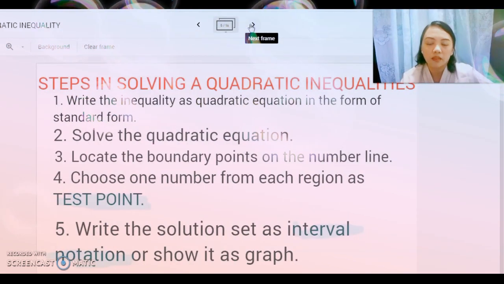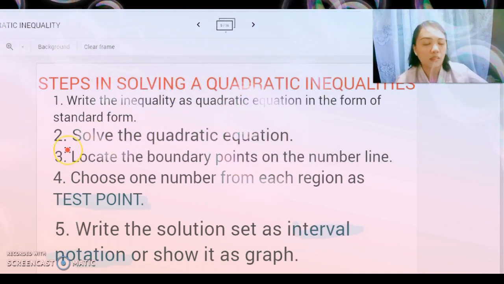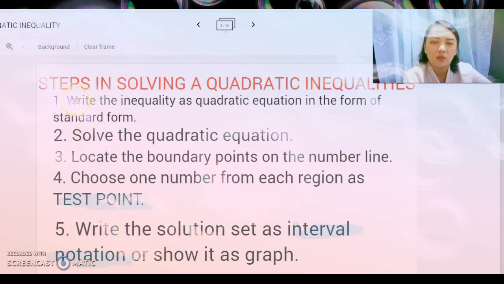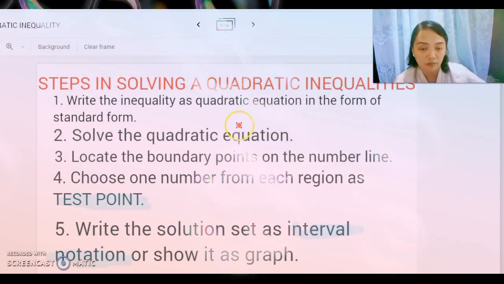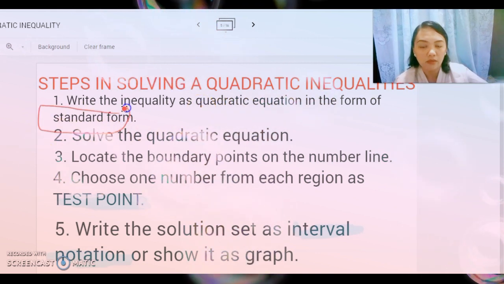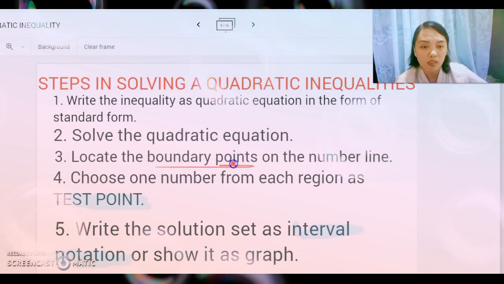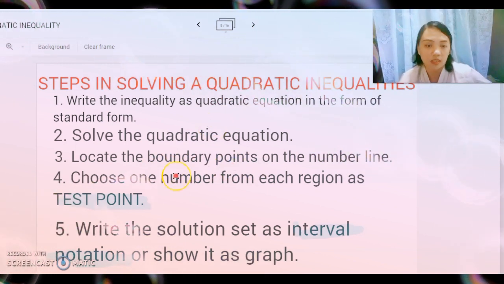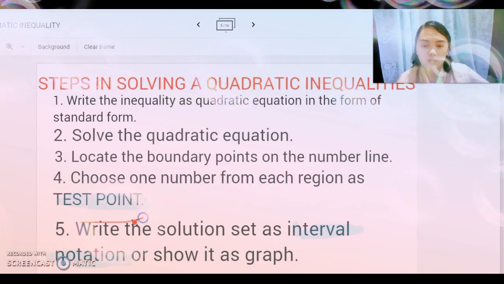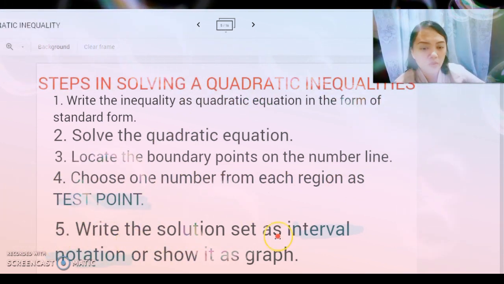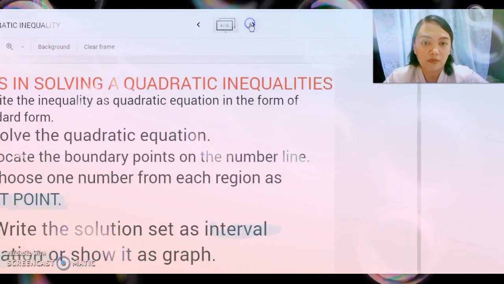Okay? So, let's now proceed with solving the quadratic inequalities. So, here are the steps. So, una, write the inequality as a quadratic equation in standard form. Kailangan ang standard form. Next, solve the quadratic equation. Next is, locate the boundary points. Yung kaninang yung may open tsaka closed circles. Number 4, choose one number from each region as test points. And number 5, write the solution set as interval notation or show it as graph.